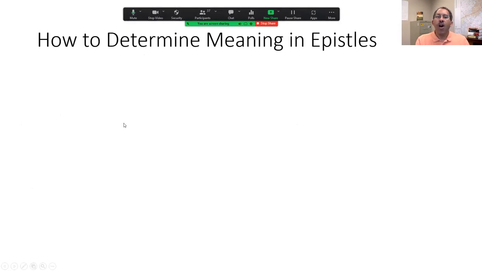There we go. One of the things that you're going to notice in the reading, especially this week, is that Gordon Fee and Douglas Stuart do not really give you a framework or a set process in how to determine meaning in these different literary styles. One thing I'm going to try to give you along the way are some guidelines, some framework, maybe even a process of how to determine meaning in these different genres.